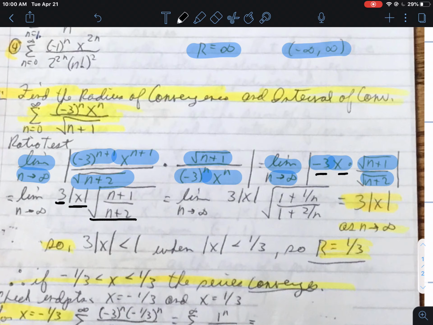Now, the limit as n approaches infinity, the square root part, we can evaluate as we always have. I can divide everything by n. So I got 1 plus 1 over n, 1 plus 2 over n. So as n goes to infinity, that's going to approach 1. And that leaves us with 3 times the absolute value of x.